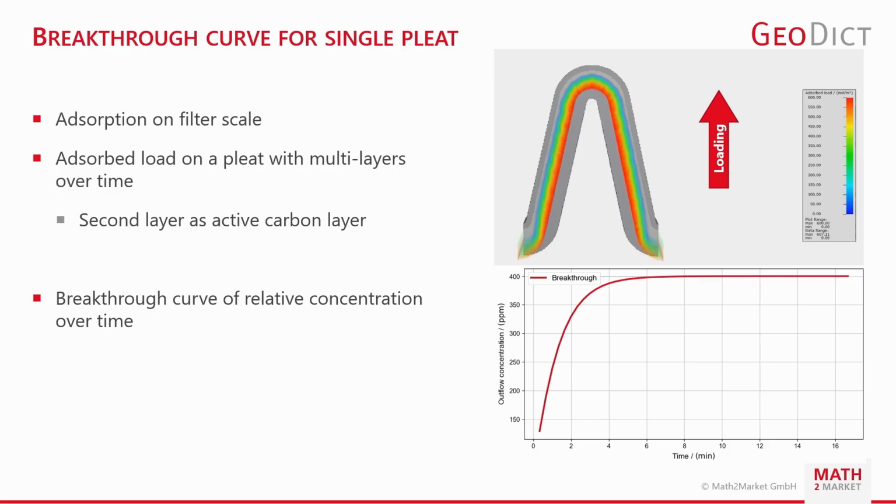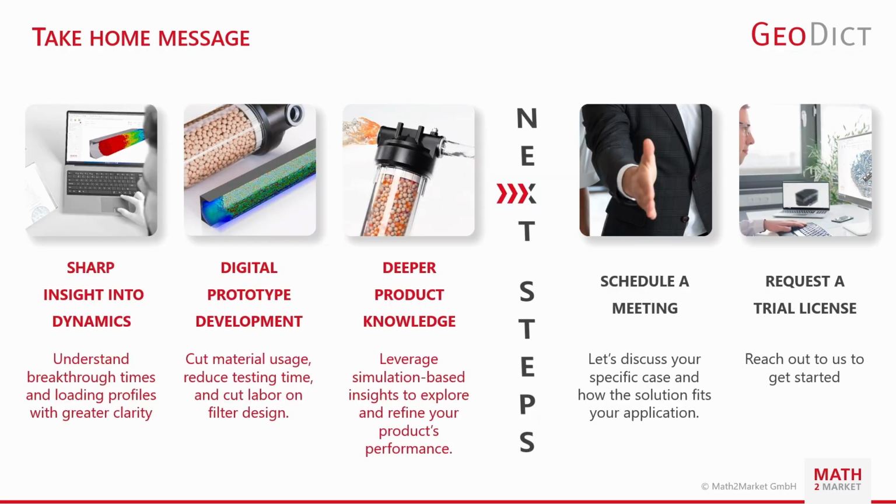What's important to say is also that we can use the adsorption on the filter scale. Here you can see a single pleat with multiple layers, and the second layer is an active carbon layer. And of course, you also get the same results like the breakthrough curve or the adsorbed load. So what is the take-home message today? With the adsorption in GeoDict, you can get more insights into your dynamics, and you can understand the breakthrough times and the loading profiles better.